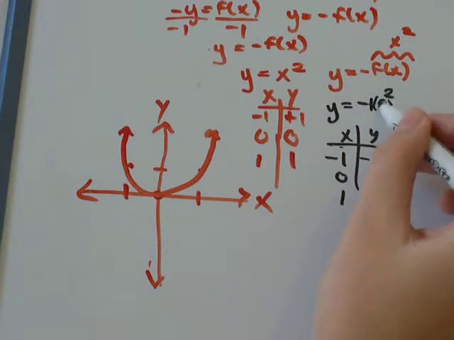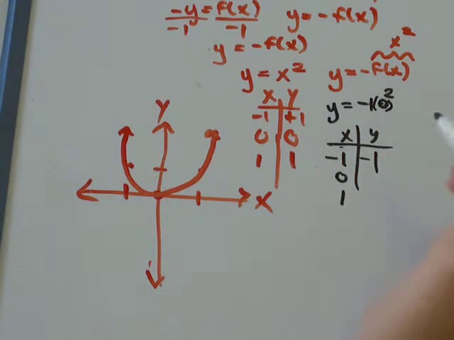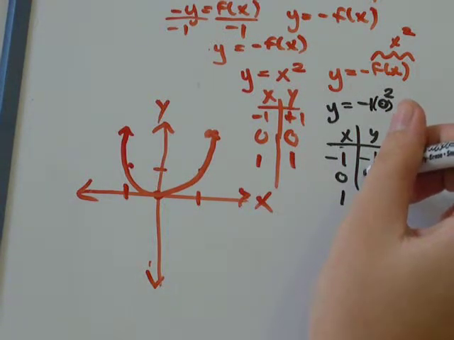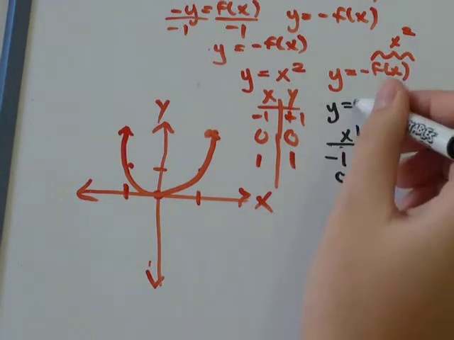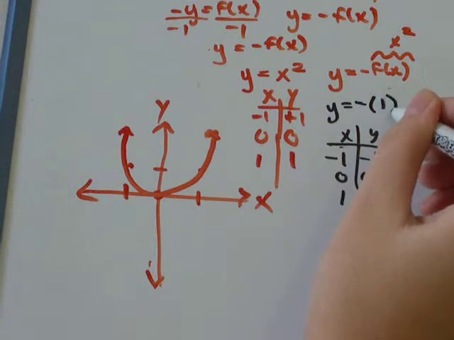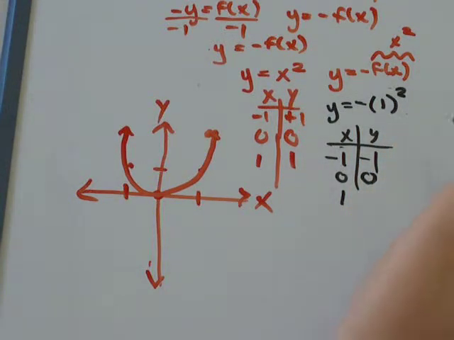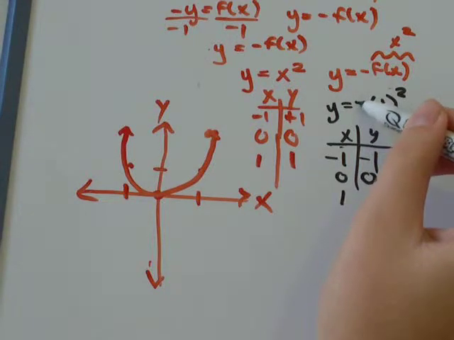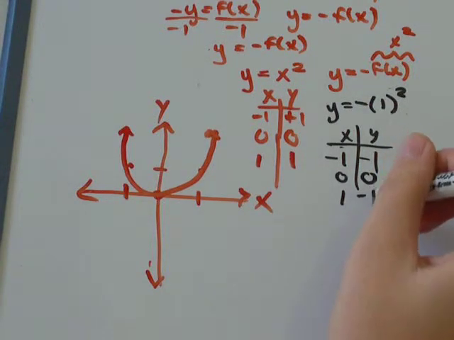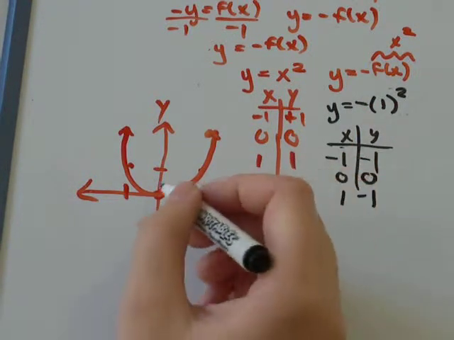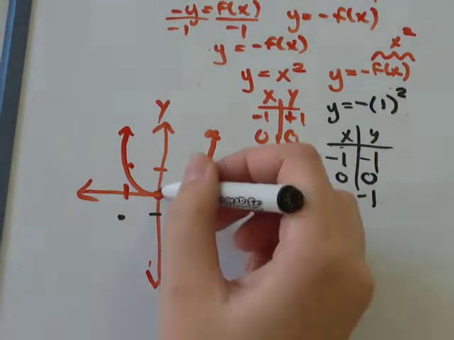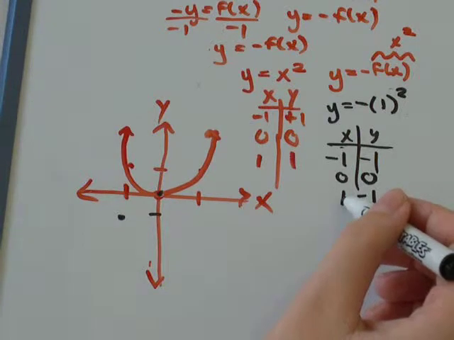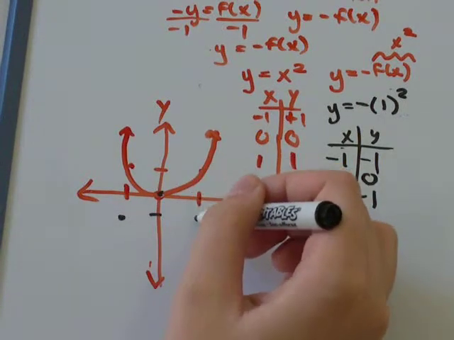If I had 0 in here, well, positive 0, negative 0, we don't really need a sign of 0, it's always 0. And then if I replace the x by positive 1 and square it, now I've got 1 squared is 1 times negative 1, which would be negative 1. So now I've got the points negative 1, negative 1, 0, 0, and positive 1, negative 1.